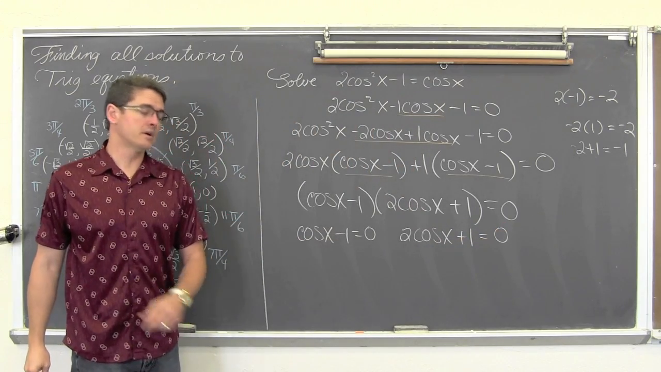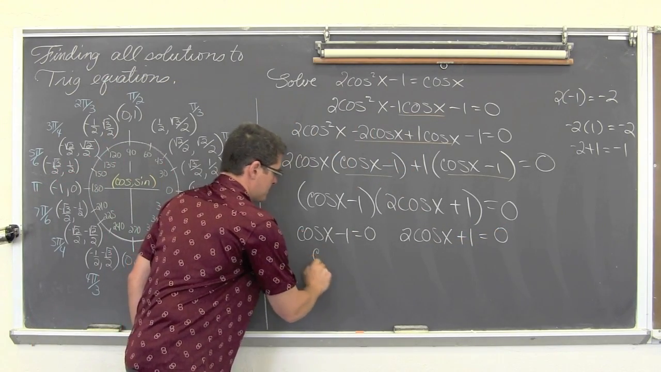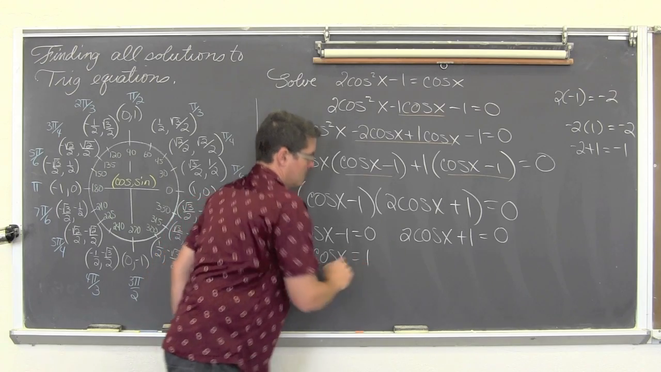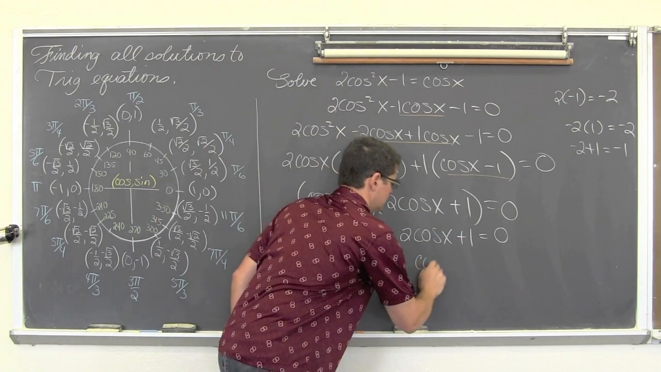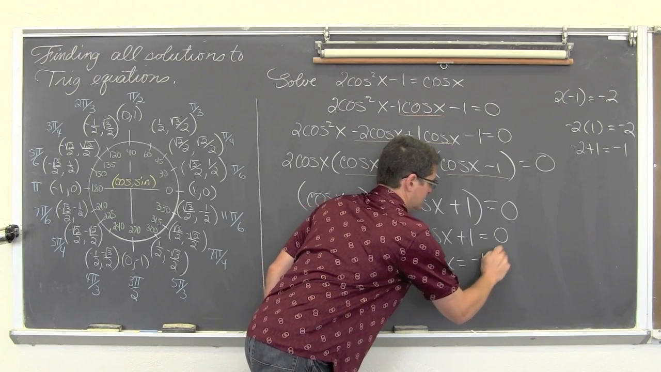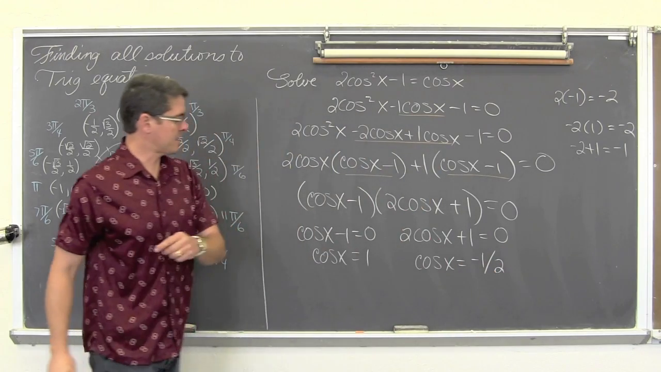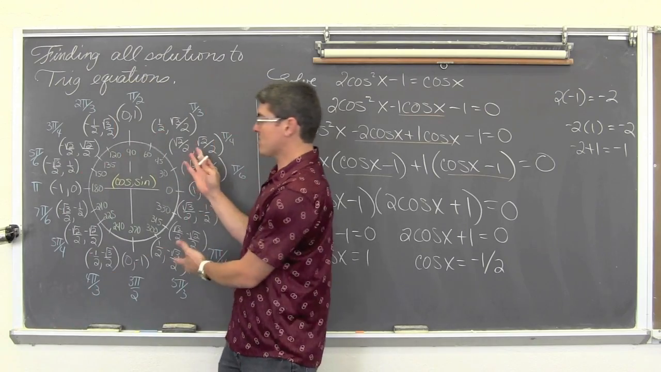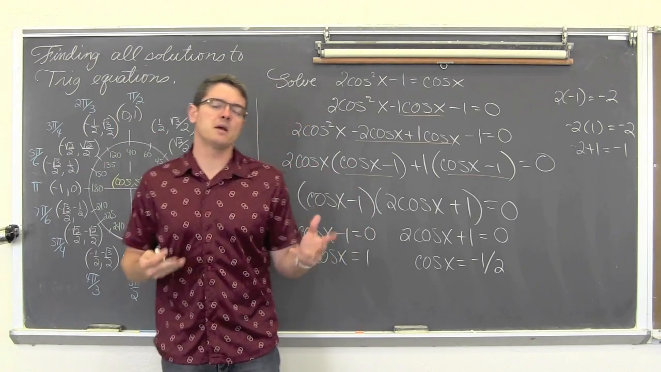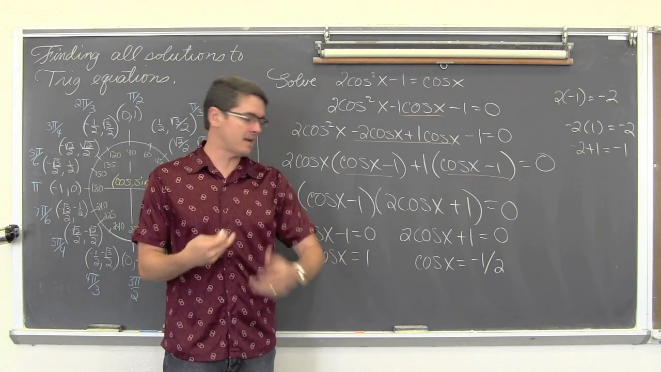Set each one of these equal to cosine. We're just going to add 1 to both sides. Subtract 1, and I'm going to divide by 2. And we get cosine x equals 1 and cosine x equals negative 1/2.